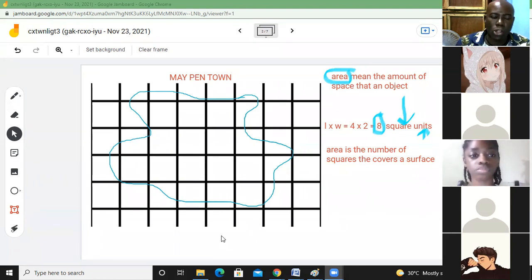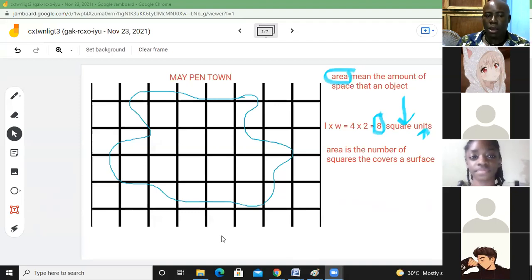Now, here's the question I'm going to ask us. Are we able to find the area of MAPEN right now? Mia, what do you think? Based on what you were thinking, are you able to find it? Don't be afraid to say yes or no. Yes, sir. Yes, you can. I believe we can. Now, Mia says yes, and I am the teacher.